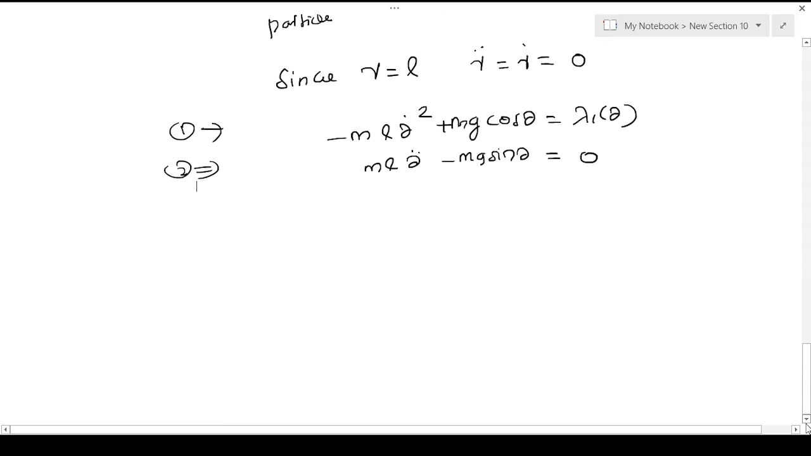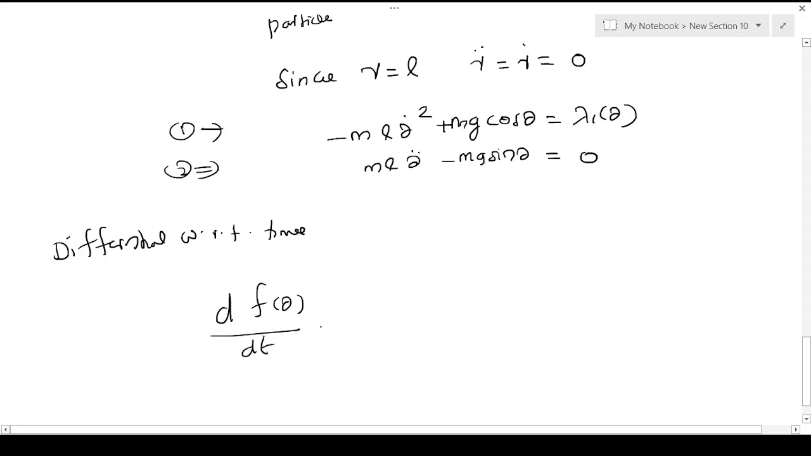Now if you differentiate the equation with respect to time, what does df of theta divided by dt have to give?